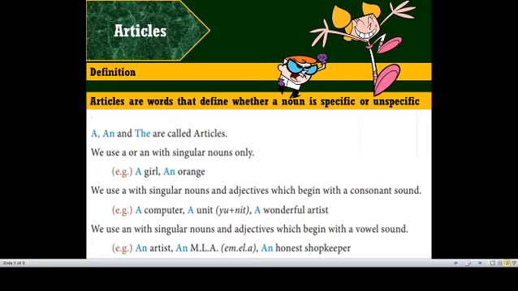So I have given here two examples. A girl, an orange. We use a with singular nouns and adjectives which begin with a consonant sound.